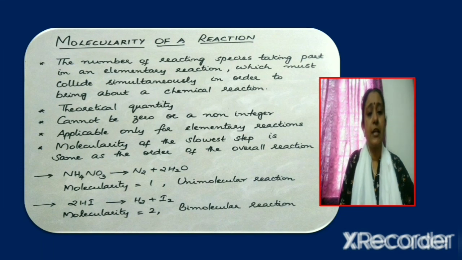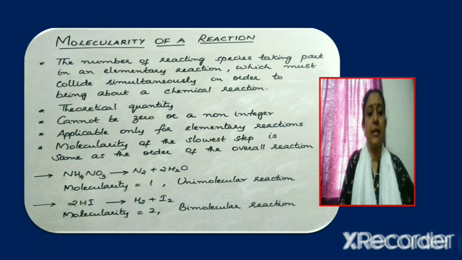It is a theoretical quantity. We know that order is an experimental quantity, but molecularity is a theoretical quantity. It cannot be zero or a non-integer, and molecularity is applicable only for elementary reactions. Molecularity of the slowest step is found to be same as the order of the overall reaction.